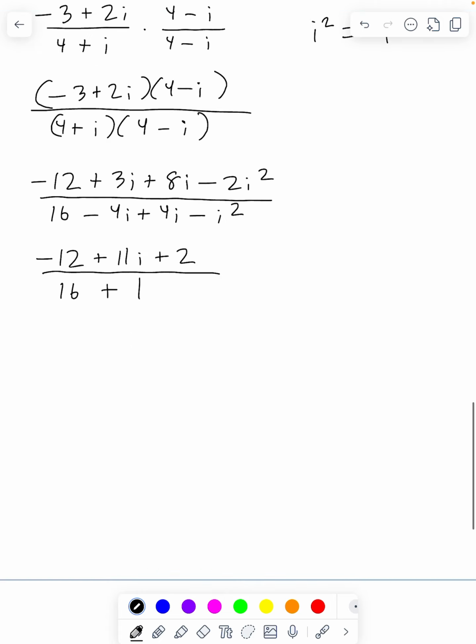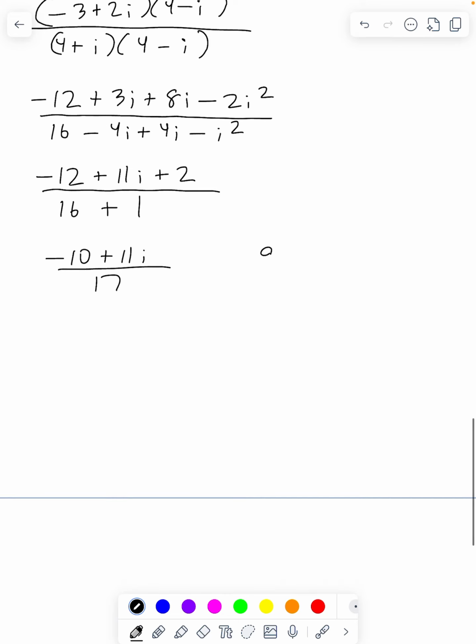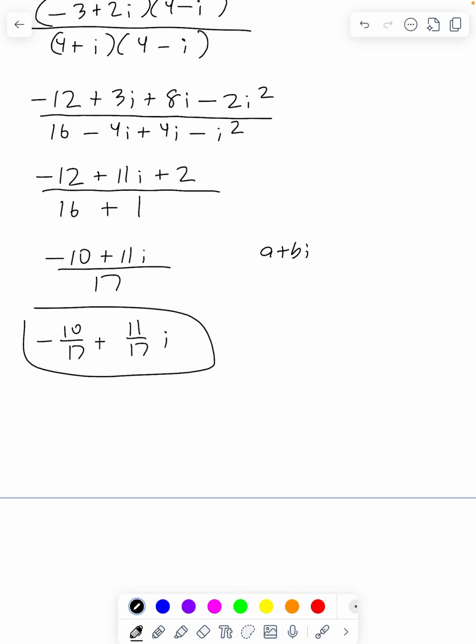Okay, so we're looking pretty good. We can start simplifying some more. So on the top, we'll have negative 10 plus 11i all over 17. Now we're almost there. We're almost in a plus bi form. We just got to identify the a and b. So this would be negative 10 over 17 plus 11 over 17 i. So this is in a plus bi form. A and b in this case are both rational numbers, or they're fractions, but rational numbers are still real numbers, so this is still considered a complex number.